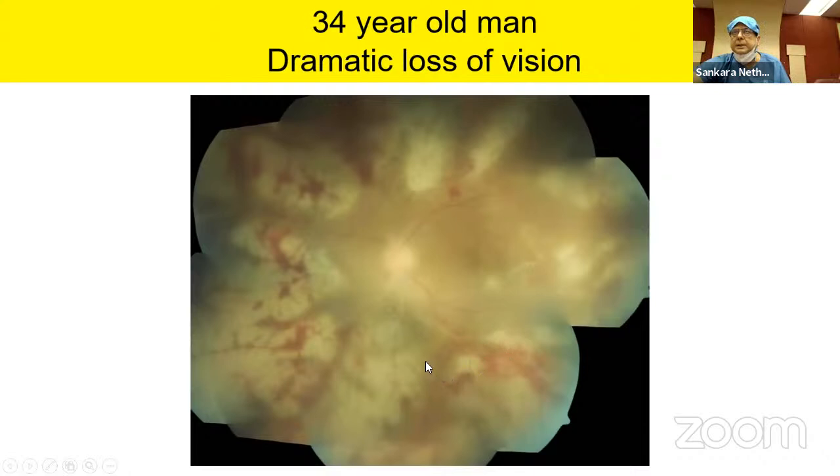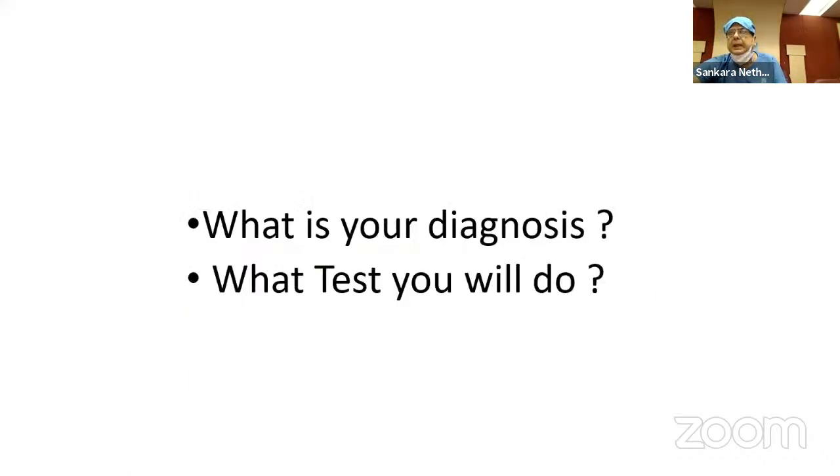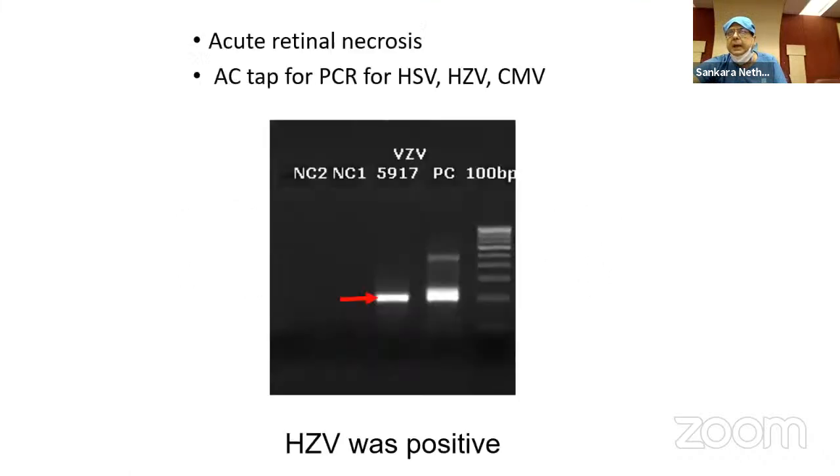serious vision-threatening disease, having active retinitis lesions in the periphery with wedge-shaped margin, vitritis, retinal vasculitis. This is a condition which should not be missed, and this is actually acute retinal necrosis, where molecular biologic tests like polymerase chain reaction from the aqueous or vitreous can be useful. PCR for the herpes group of viruses, herpes simplex, herpes zoster, and cytomegalovirus, should be done. And in this case, herpes zoster virus was positive.